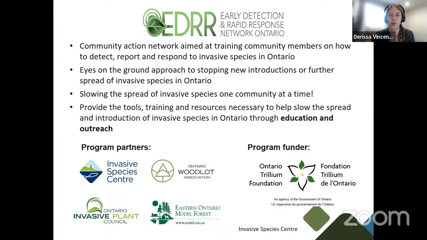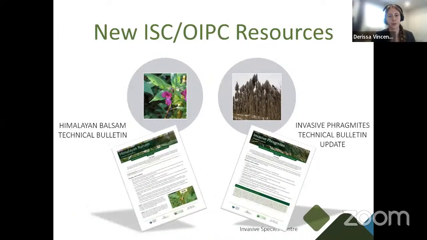And we deliver this in partnership with the Ontario Invasive Plant Council, the Eastern Ontario Model Forest, and the Ontario Woodlot Association. It's a community action network aimed at training community members on how to detect, report, and respond to invasive species in Ontario. And we do this by providing the tools, training, and resources necessary to help slow the spread and introduction of invasive species through education and outreach. Currently, we're wrapping up our third Ontario Trillium Foundation grant to carry out this project, so a big thanks to the OTF Foundation for their ongoing support.